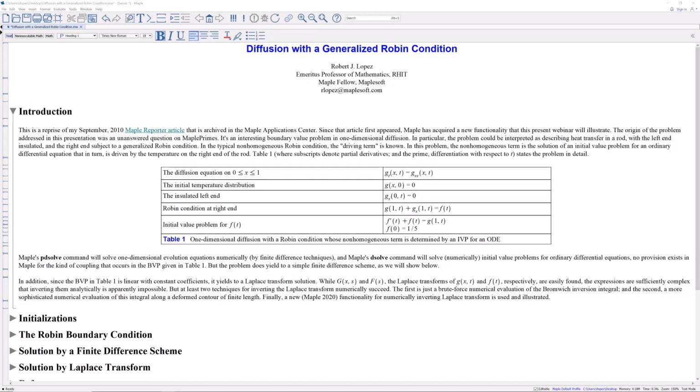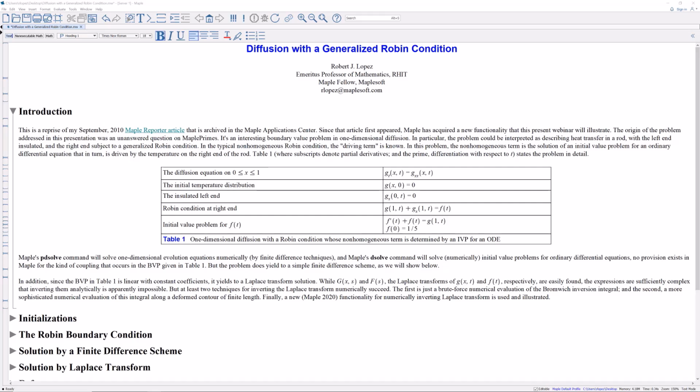Diffusion with a generalized Robin condition. Recently, Scott Gould initiated a discussion of the Robin boundary condition on Maple primes. In a conversation with Scott about his post, I recall that in 2010 I had solved an interesting diffusion problem posted to Maple primes. My solution appeared in a Maple Reporter article in September of that year.